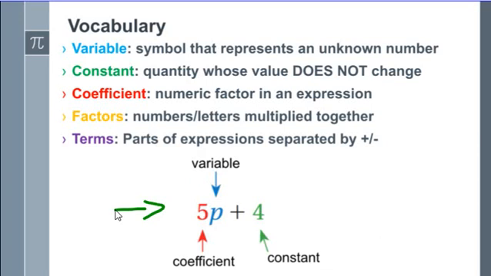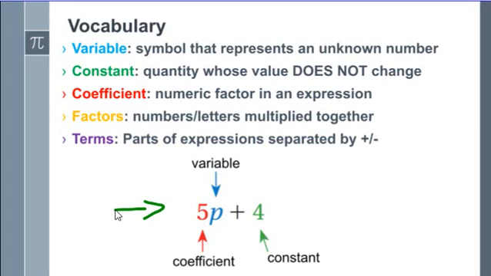The constant. A constant is a quantity whose value does not change. So any number, in this example, is a 4. The 4 never changes. A 4 is a 4. There is also another constant in this example. 5 is also a constant. 5 never changes. It's always going to be a 5.